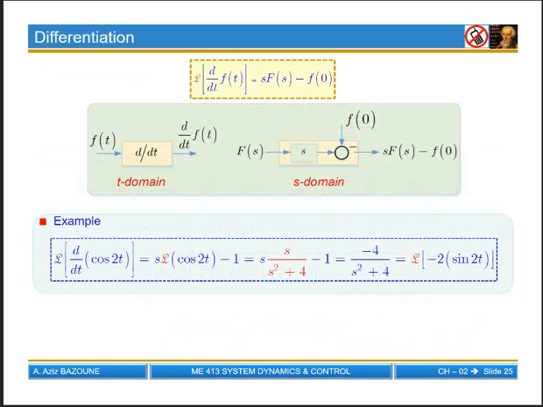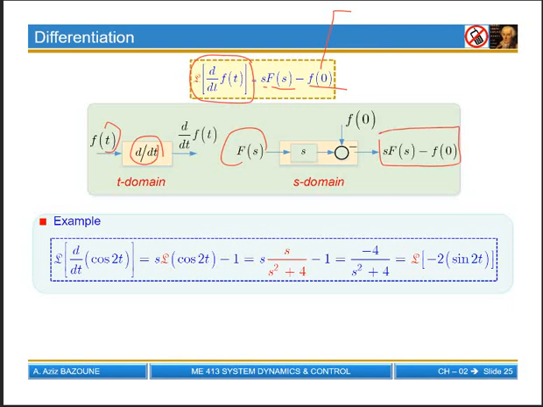Differentiation: the Laplace transform of the first derivative is s F of s minus f of 0, where f of 0 is the initial condition. So when you have a function f of t and you take its derivative in the time domain, df over dt, in the s domain it will be s times F of s minus f of 0, the initial condition. So the Laplace transform of the first derivative is this one.